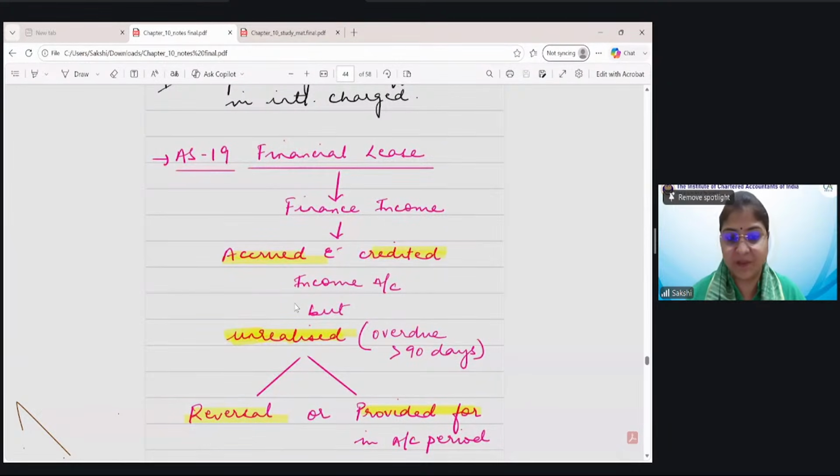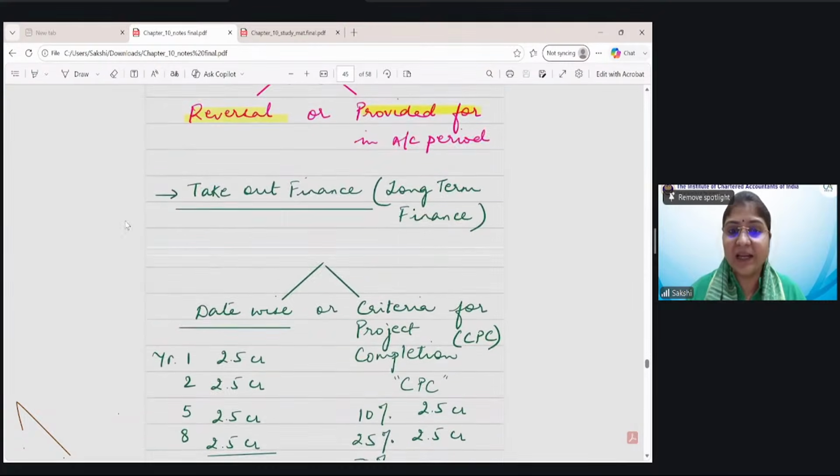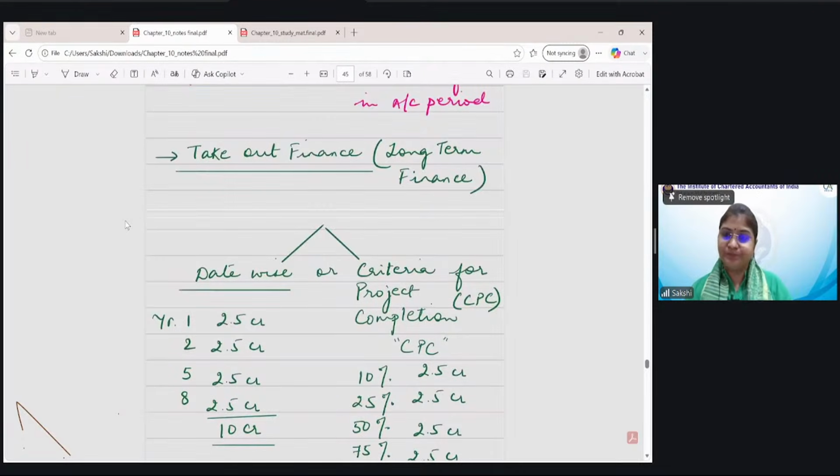Very small concept. Okay. Again, next, is this much clear to all of you? Everything clear till now? Please let me know.